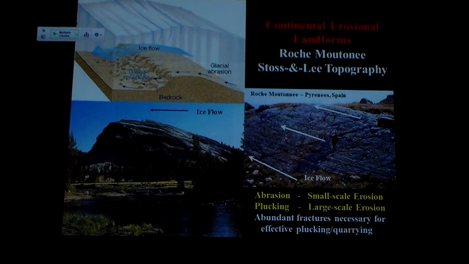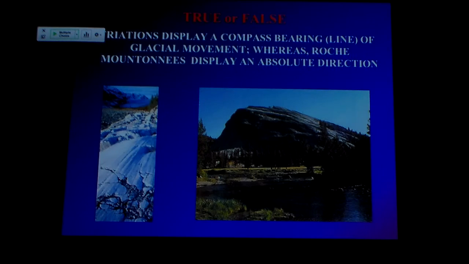It tells you which way the ice was going, doesn't it? Ice was grinding its way up the gentle side, moving away, pulling the bedrock off out of the quarrying side. You've got an absolute direction indicator now. So if ever I see one of these, I know which way the ice went. Way better than just having striations.